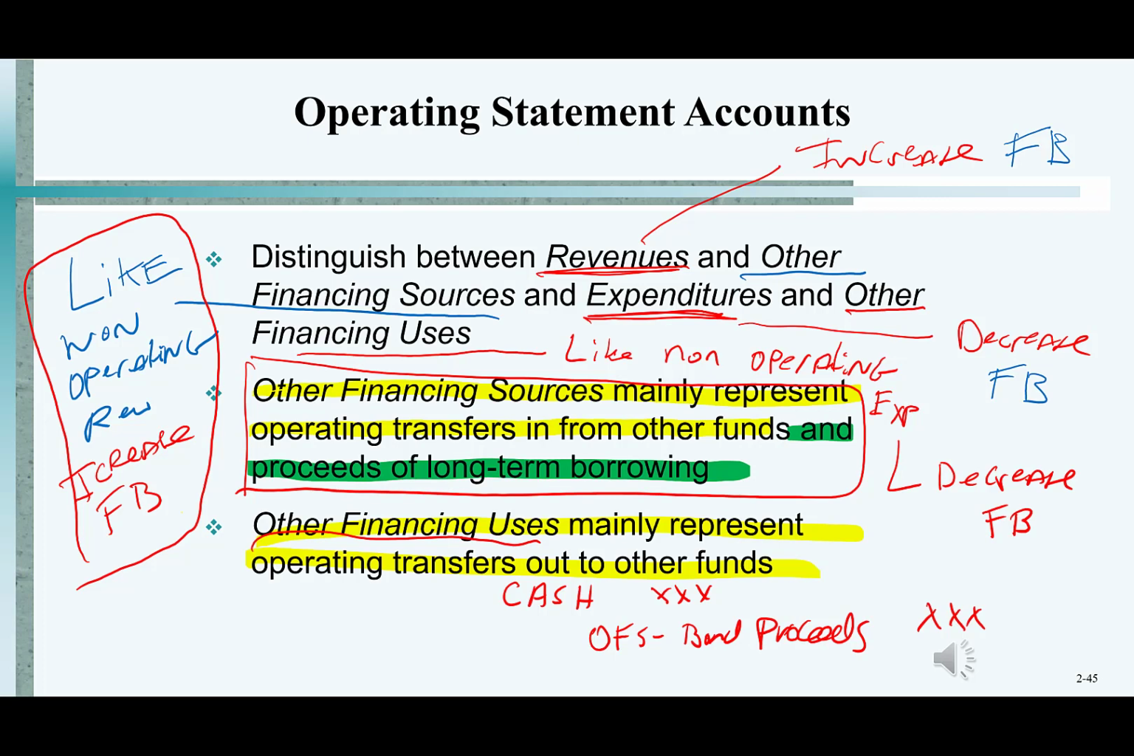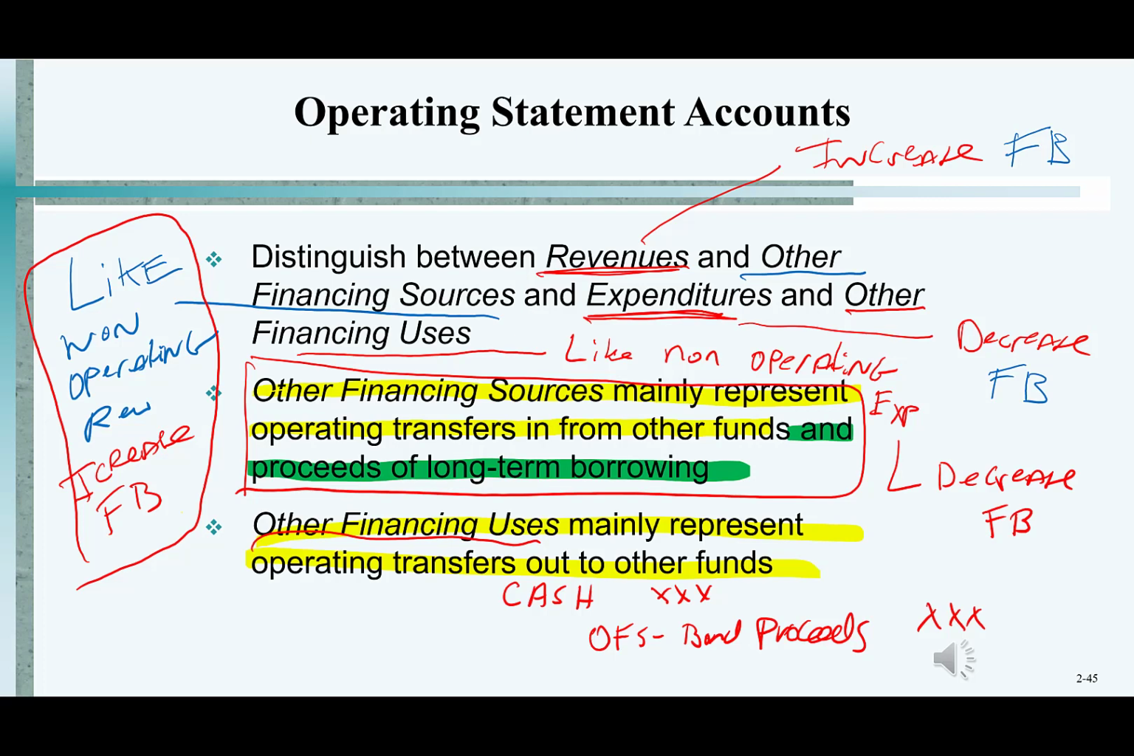And it's going to be a transfer in, $30,000. Is that going to increase fund balance? That's going to increase fund balance because it's like a non-operating revenue. It's another financing source. Okay, good.